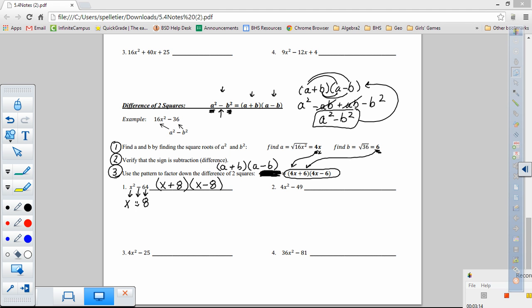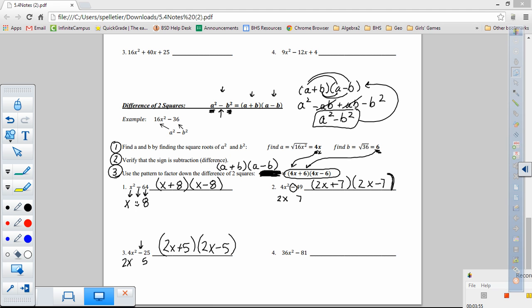So let's look at number 2. What times itself gave you 4? 2. What times itself gave you x squared? x. What times itself gives you 49? 7. And that is a difference between them, and they are perfect squares. So 2x plus 7 times 2x minus 7. All right, number 3. What times itself gives you 4? 2. What times itself gives you x squared? x. What times itself gives you 25? 5. And yes, it's a difference. So the pattern is 2x plus 5 times 2x minus 5.